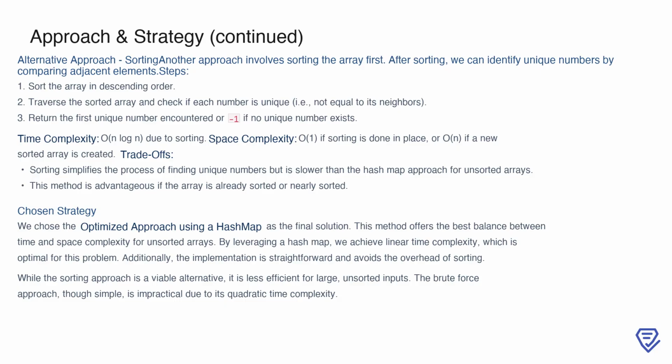The time complexity for this approach is n log n, primarily due to the sorting step. Its space complexity depends on how the sorting is implemented. If done in place, it's 1, otherwise, it's n, if a new array is created. While sorting simplifies the process of detecting unique numbers, it is slower than the hash map approach for unsorted arrays. However, if the array is already sorted or nearly sorted, this method may be advantageous.